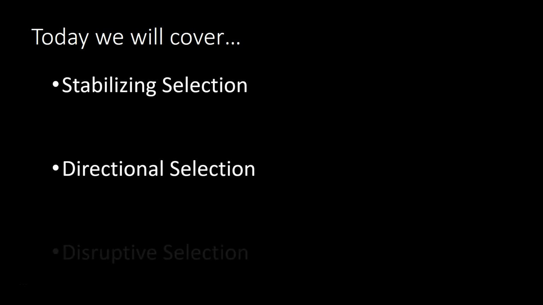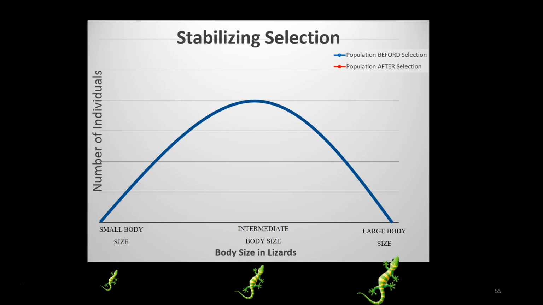What's happening, guys? Aruj again, and today we're talking about types of natural selection. There are three types, and today we're going to cover stabilizing selection, directional selection, and disruptive selection. So let's take a look at what these are.